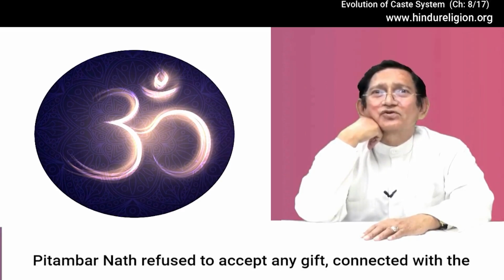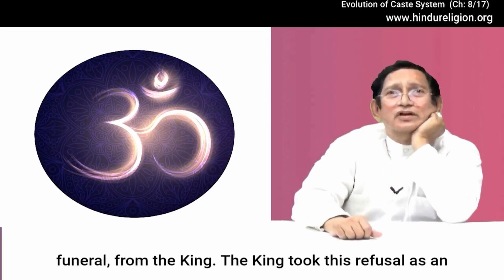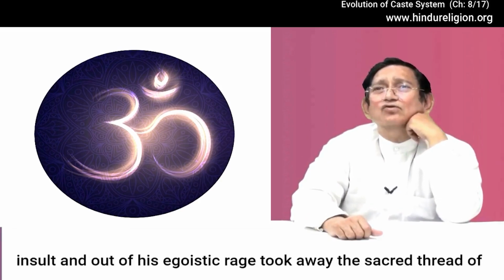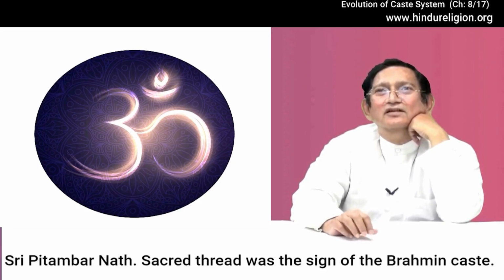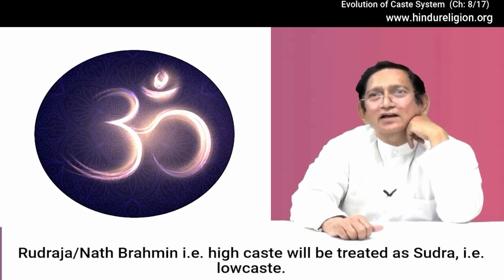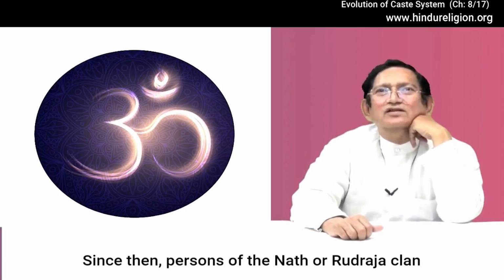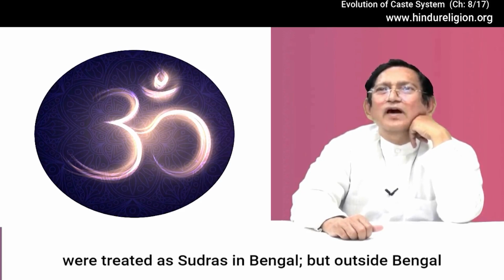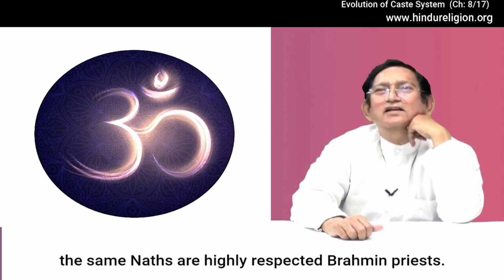Pitambar Nath refused to accept any gift connected with the funeral from the king. The king took this refusal as an insult and out of his egoistic rage took away the sacred thread of Sri Pitambar Nath. The sacred thread was the sign of the Brahmin caste. He issued a royal decree that all persons henceforward known as Rudraja or Nath Brahmin, that is high caste, will be treated as Shudra, that is low caste. Since then, persons of the Nath or Rudraja clan were treated as Shudras in Bengal, but outside Bengal, the same Naths are highly respected Brahmin priests.